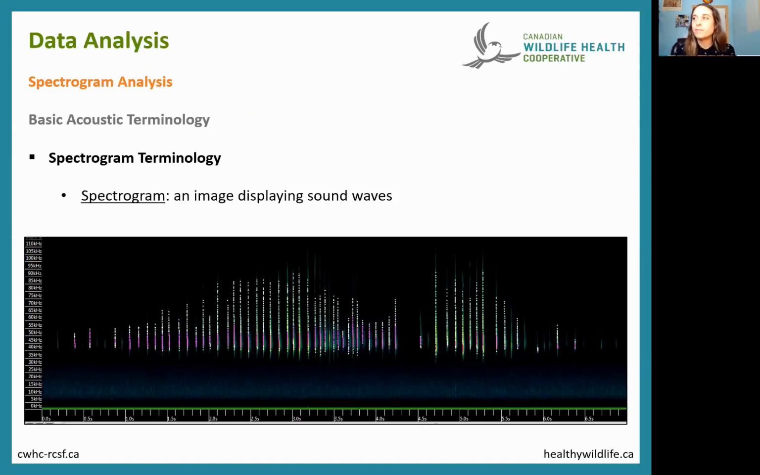So we spoke about spectrograms earlier. So basically a spectrogram is just an image that displays sound waves. You may also hear people refer to them as sonograms. It's basically the same thing as a sonogram, it's just used more in terms of health research, but essentially it's the same thing. So you can see this is our spectrogram, and we can see the sound waves displayed in this image.